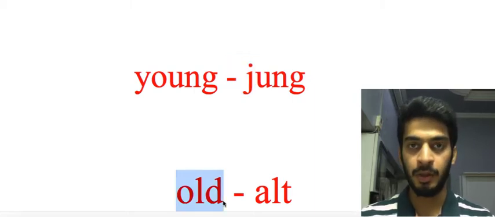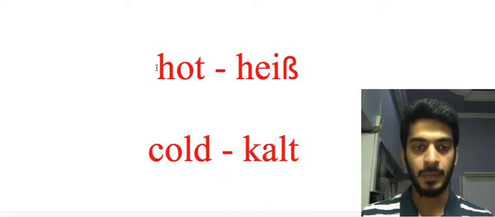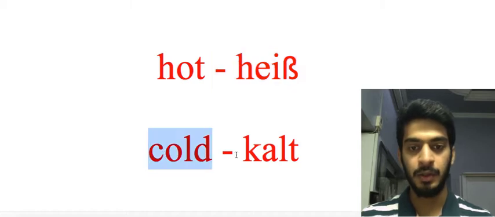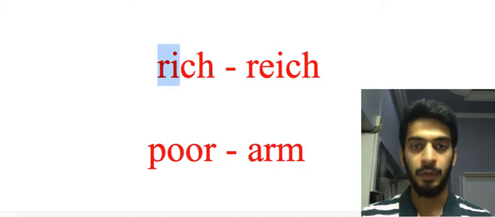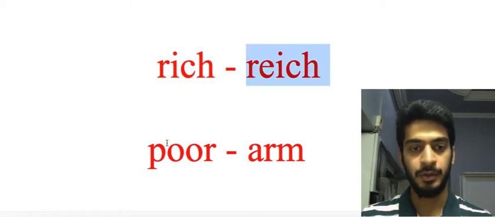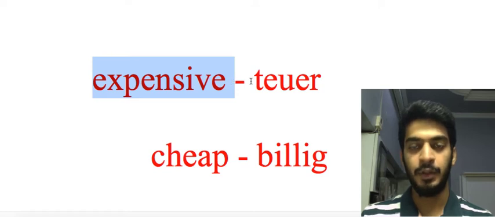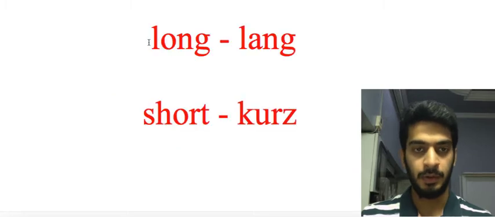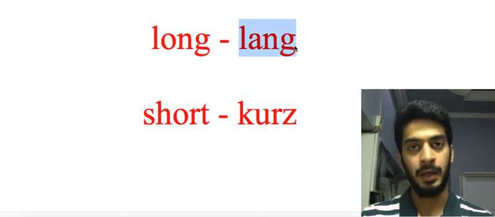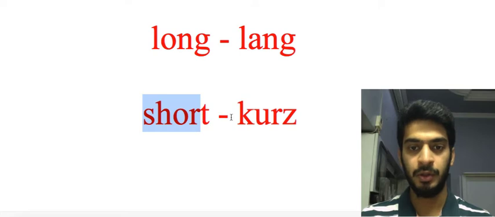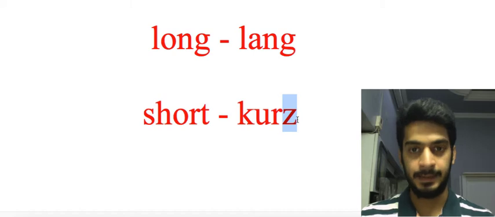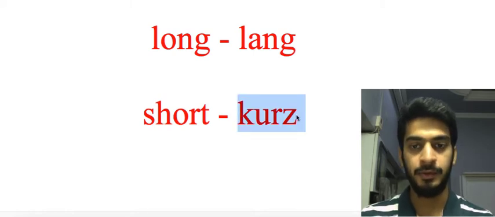And old, which is alt, hot, heiß, cold, kalt, rich, reich, poor, arm, expensive, teuer, cheap, billig, long, lang, short, cute. Alphabet Z is pronounced as S, so we pronounce it cute.